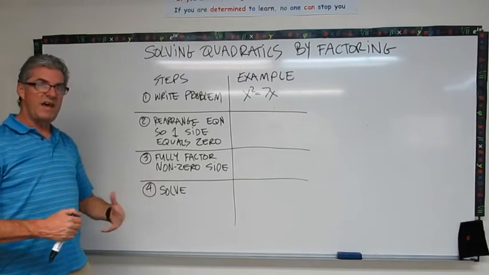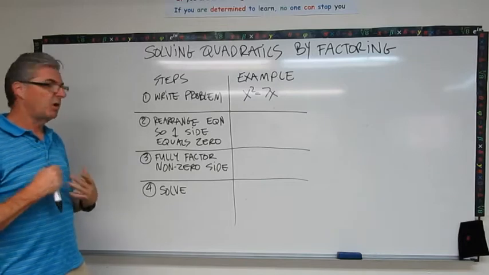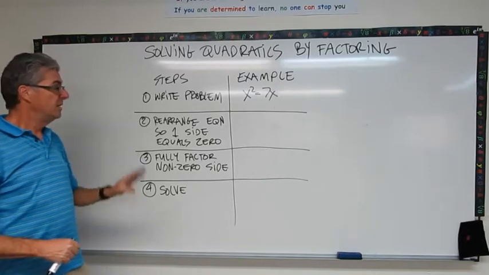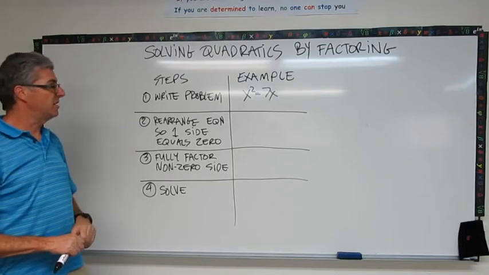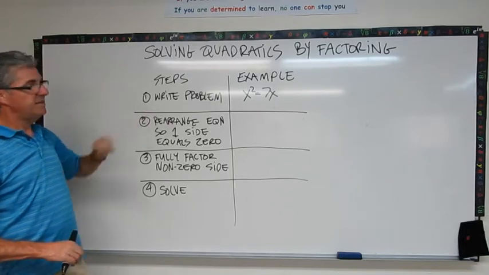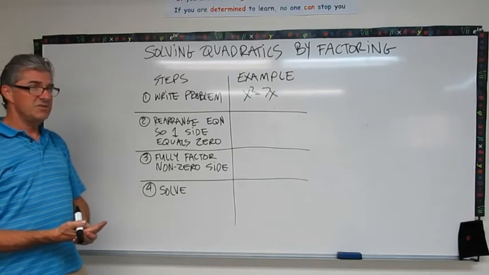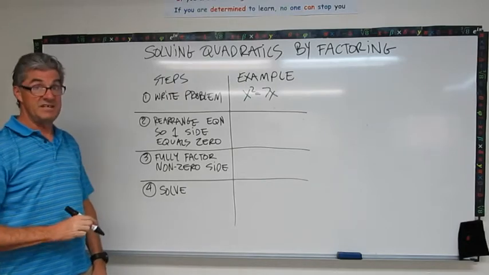Once you understand how this process works, you might not need to think about it in these steps. You'll just know what to do. But this is a really good way to get started. So step one, write down the problem. You know how I talk about doing the exercises out of our book? You always want to start by writing the problem that's in the book.